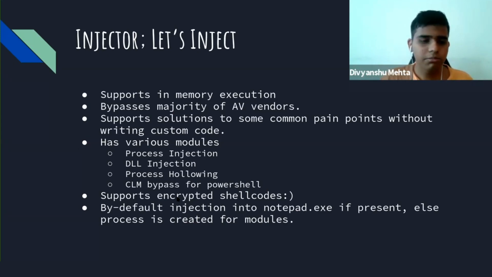Next, we have support for encrypted shellcodes as well. In case your shellcode gets detected by Defender or something, you can just encrypt it using the custom encryption which we have. By custom encryption, I don't mean we are inventing some encryption algorithm. We are just using a wrapper around the existing AES or XOR encryption so that it's easy for us to encrypt the shellcode. By default, injection will inject into notepad.exe if present. If it is not present, it will create a new process for injection.